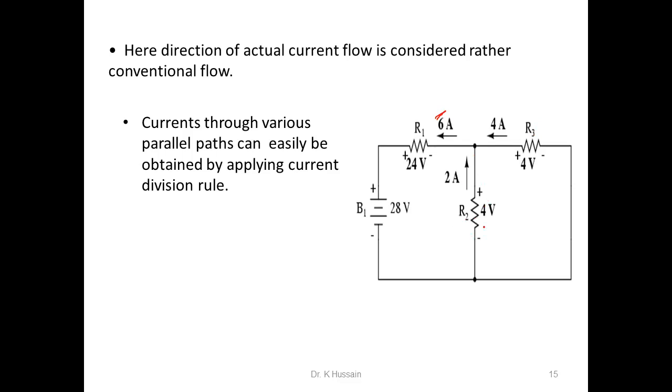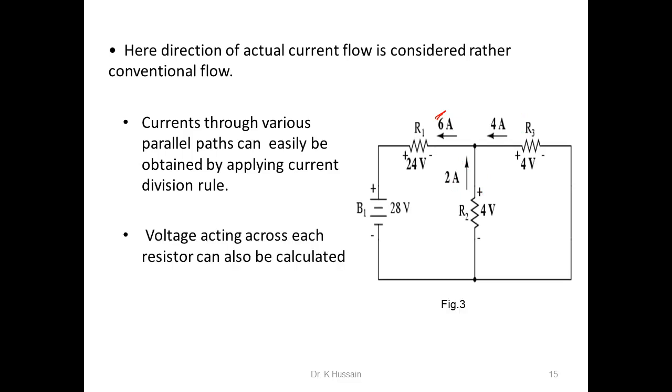If you want to find out this current, you have to take the total current times the opposite resistance divided by the total resistance, this plus this. You can get that. Okay, if you want to find out this one, total current times this resistance divided by this plus this resistance, in that way you can find out. Now we'll take this one, the voltage acting across it, you can also find out if you want, but here our motto is just to apply both the sources individually and find out those currents.